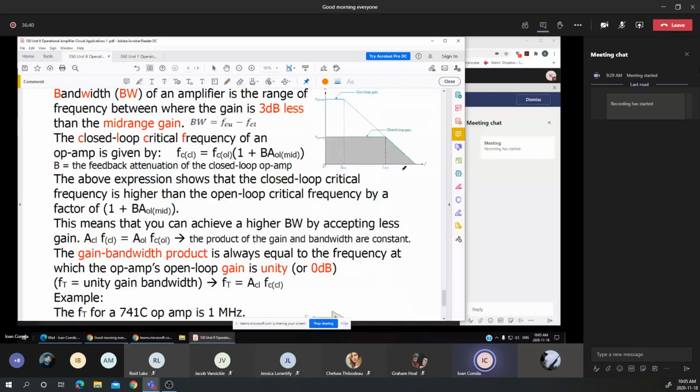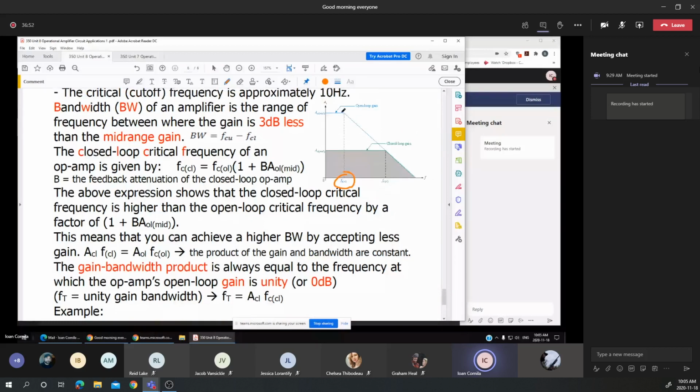Now we can define the two critical frequencies. That's the f_c(OL), the critical frequency for an open loop. It means that's the maximum frequency for an open loop gain, or the maximum gain that can be used, just 10 hertz. Remember that. If we are lowering the gain for the circuit, for the closed loop, we'll end up with a higher critical frequency.